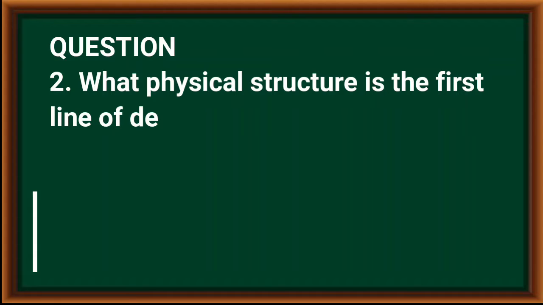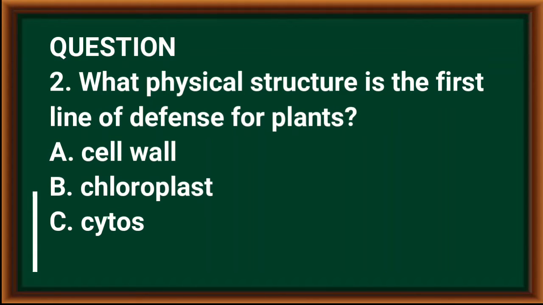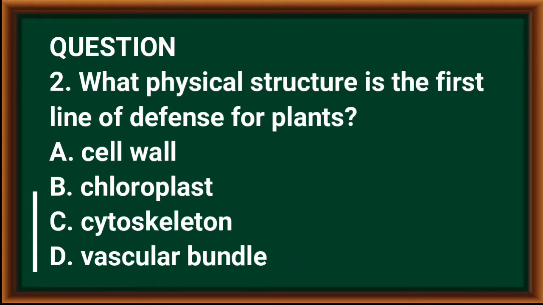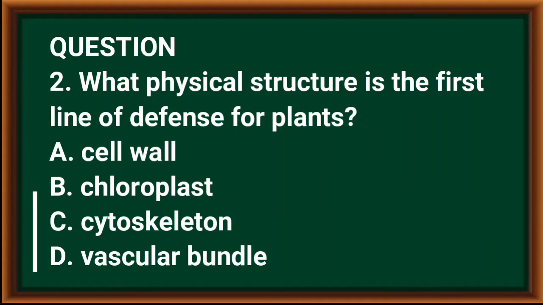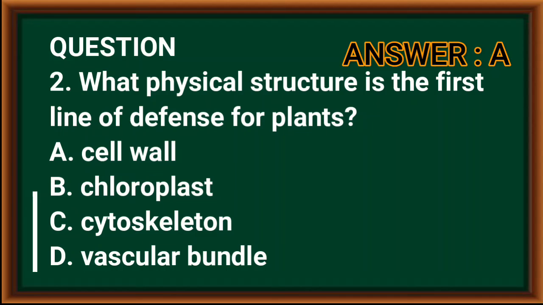Question number 2. What physical structure is the first line of defense for plants? A. Cell wall, B. Chloroplast, C. Cytoskeleton, D. Vascular bundle. Time is up, and the correct answer is cell wall, because the cell wall represents a first line of defense for plant cells against infection by microbial pathogens.